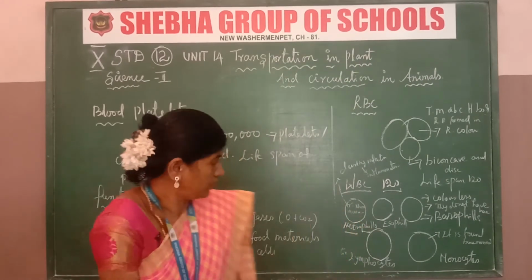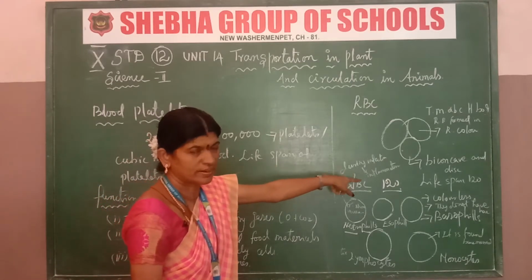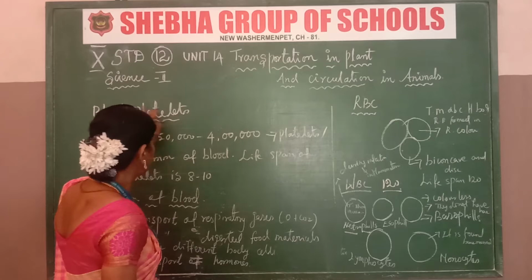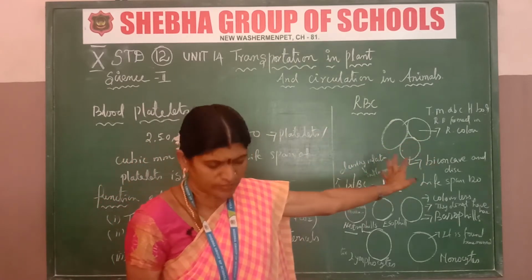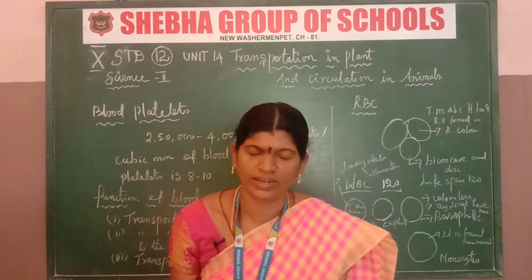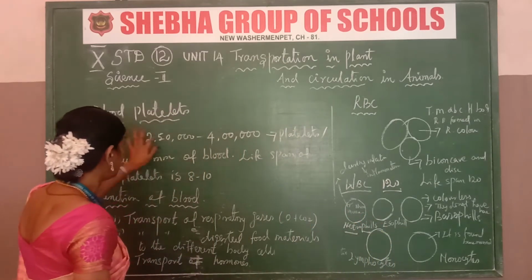Next one, blood platelets. First of all, RBC and WBC you have already studied. Next one is blood platelets. Blood platelets are small, colorless cells. They do not have a nucleus.